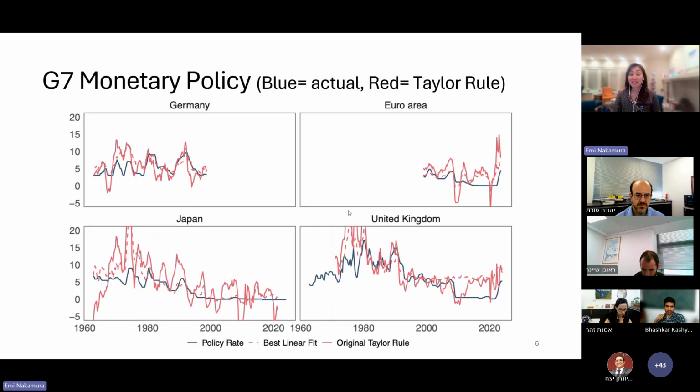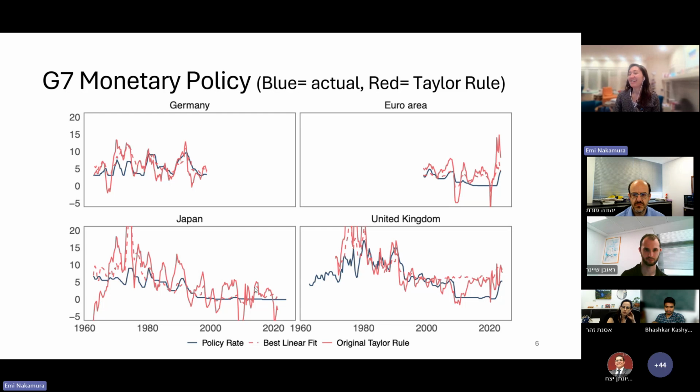Okay, so that was the United States, but now I want to show the rest of the world. Now I'm showing the Taylor rule and actual policy rates for Germany up until 1998, and then the Euro area, Japan, and the UK. The blue line is actual policy rates, and the red line is the original Taylor rule. And the dashed line is a re-estimated version of the same kind of rule. In other words, the dashed line is trying to give the Taylor rule the best chance to fit the actual policy rates.